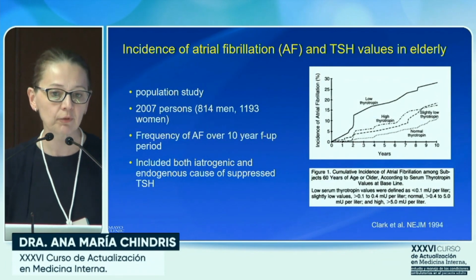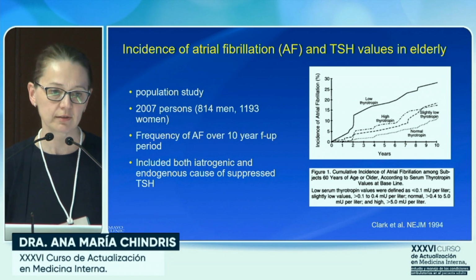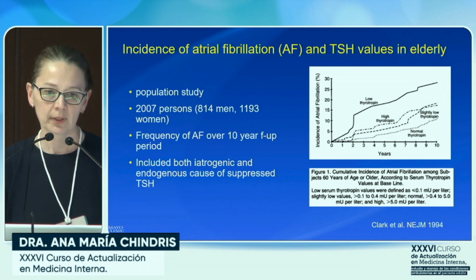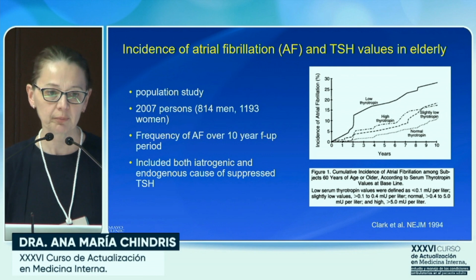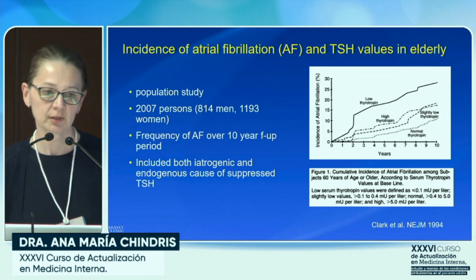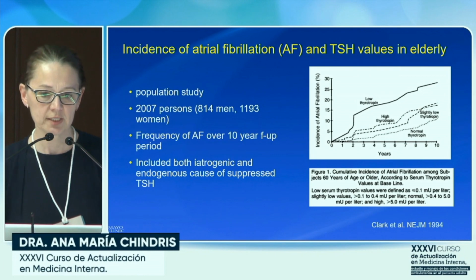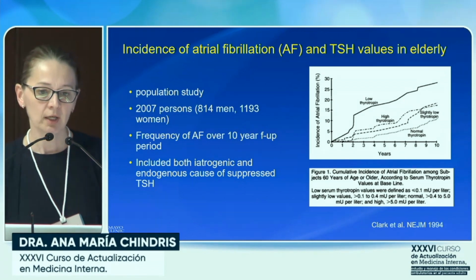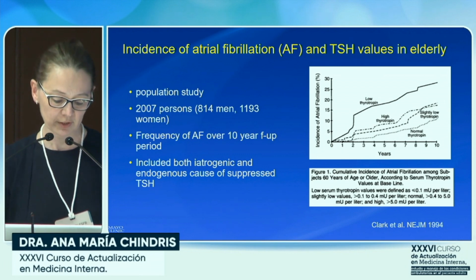So the reasons for avoiding over-replacement with thyroid hormone really are to try to reduce the risk of cardiovascular complications, atrial fibrillation, and other cardiac arrhythmias. This was a population study in 2007, with people who were followed over a 10-year period, and that included patients with basically subclinical hyperthyroidism, both iatrogenic and from endogenous causes. And you can see in that graph basically that patients with a low T4 and TSH had a much higher incidence of cardiovascular, or basically an atrial fibrillation, event.